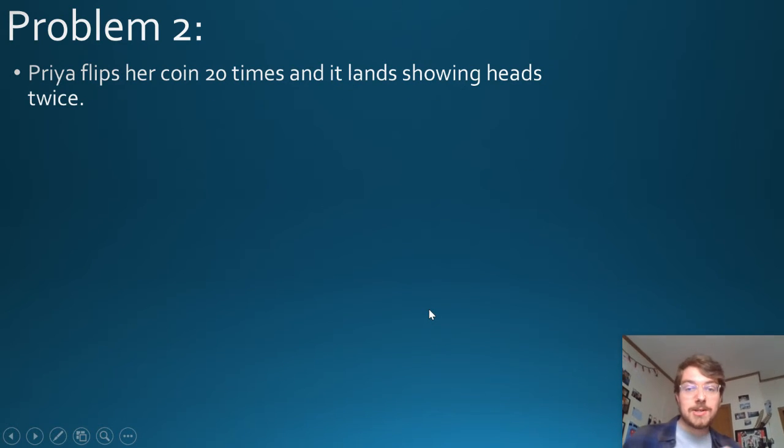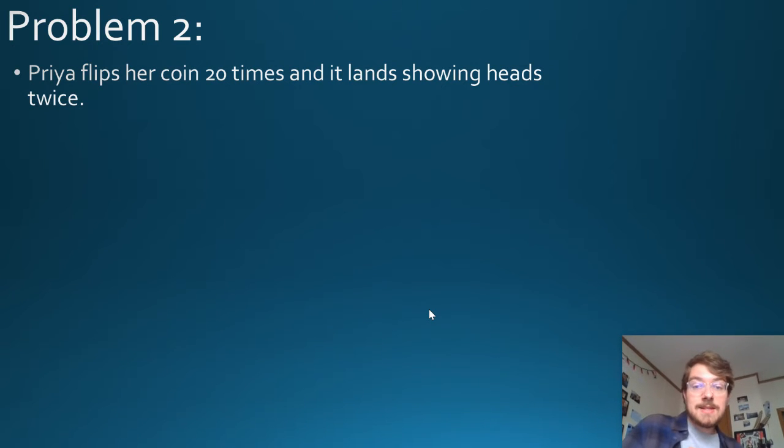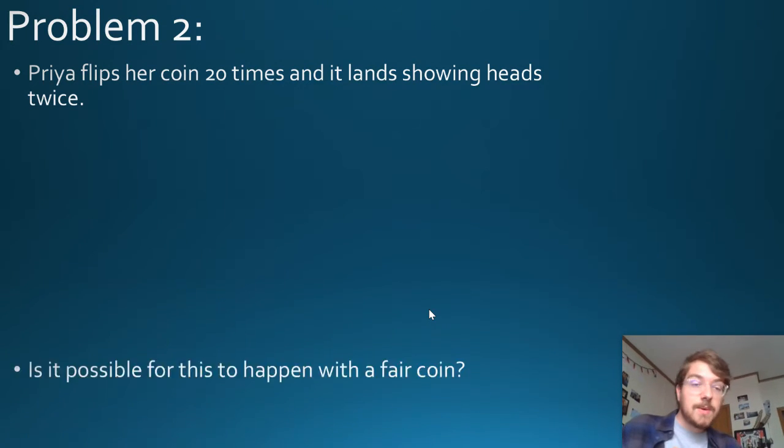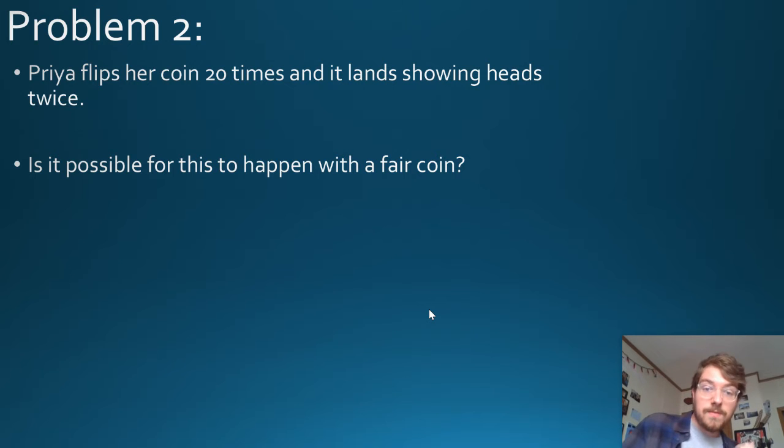So I want to jump to my good girl Priya. So she flipped a coin 20 times and it landed on heads only twice. She got 18 tails and she got 2 heads. And I want to start by asking, is it possible for this to happen with a fair coin? And when I say fair coin, I mean there's an equal chance of landing on heads or tails. It's not like a weighted coin or an unfair one where it's going to land on one more than the other. And just based on that data, I would be a little suspect to that.